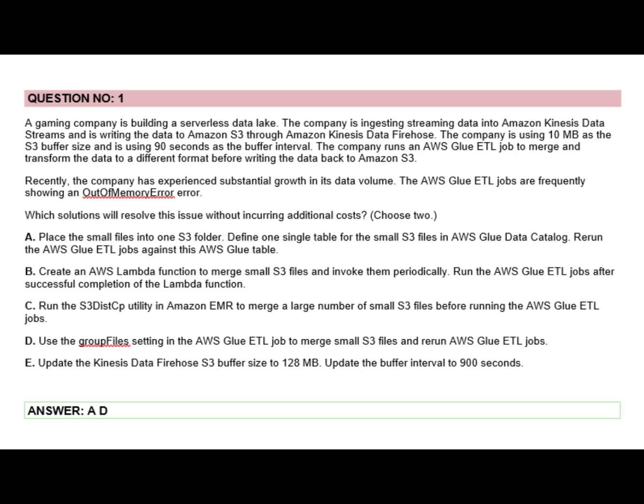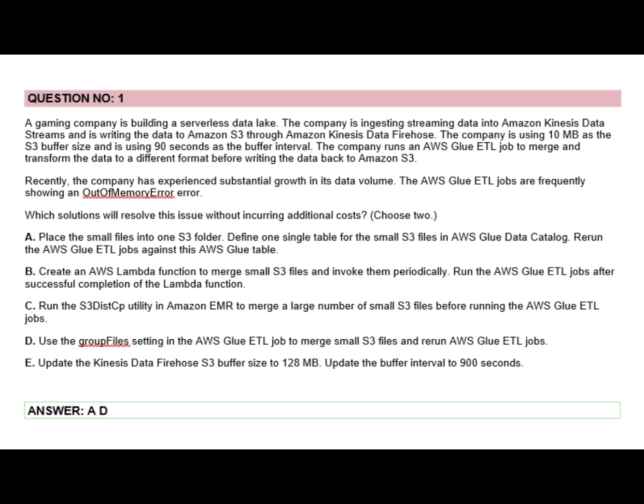Choose 2. A. Place the small files into one S3 folder. Define one single table for the small S3 files in AWS Glue Data Catalog. Rerun the AWS Glue ETL jobs against this AWS Glue table. B. Create an AWS Lambda function to merge small S3 files and invoke it periodically. Run the AWS Glue ETL jobs after successful completion of the Lambda function.